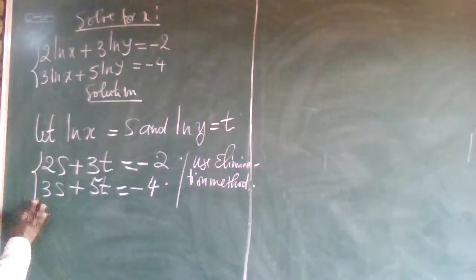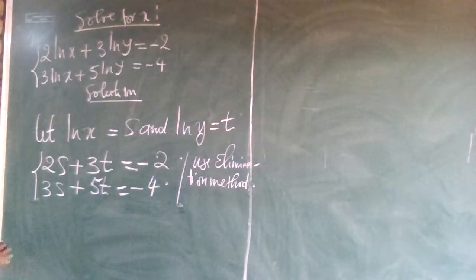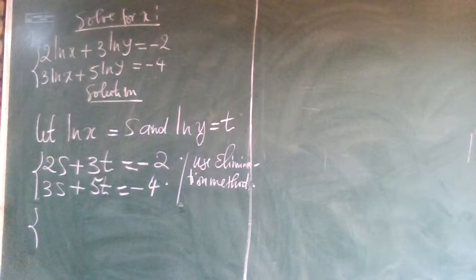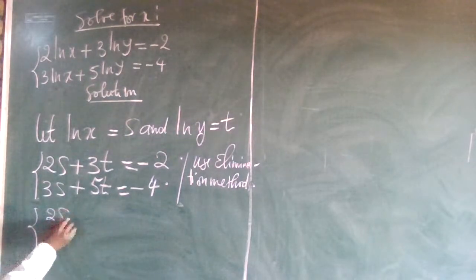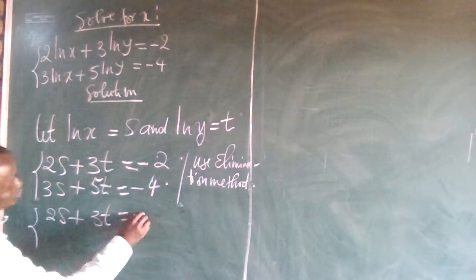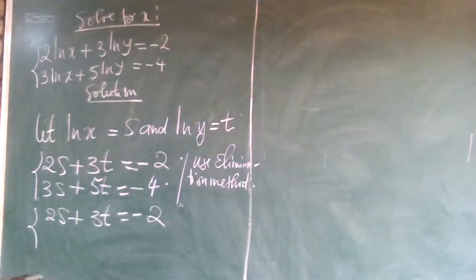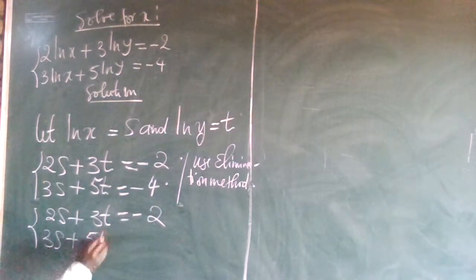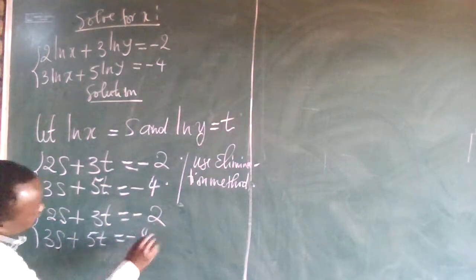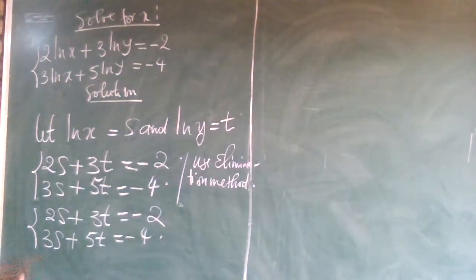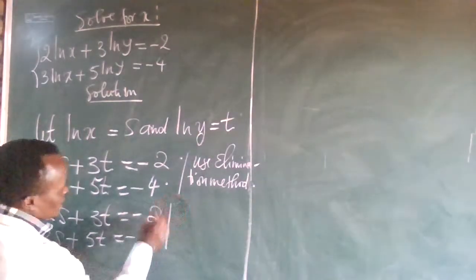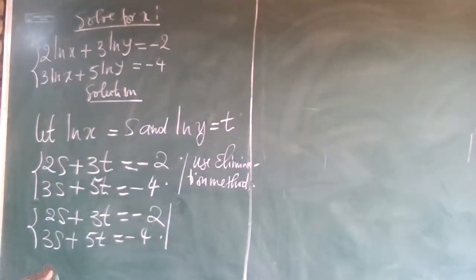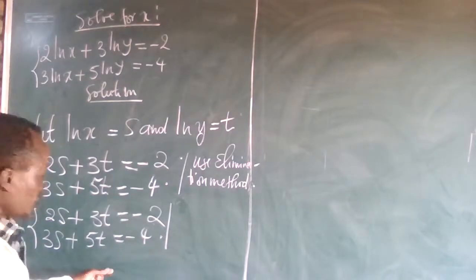So now you have to follow. Let us write our original equations: 2s plus 3t is equal to minus 2, and 3s plus 5t is equal to minus 4. Now, what you are going to do is draw a line like this, and we need to eliminate, for example, this letter 3.